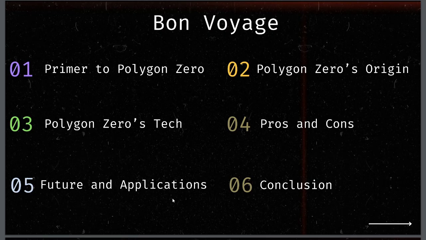Moving forward, we have 6 sections on our journey today. The first section would begin with a primer to Polygon Zero. Next up is tracing the origin of Polygon Zero. In the next section, we would understand the technology that empowers Polygon Zero. We would also look into the pros and cons of this technology. Furthermore, we would also explore future and applications regarding this technology. And at the end, there is the conclusion section where we would summarize the key points learned in this workshop.